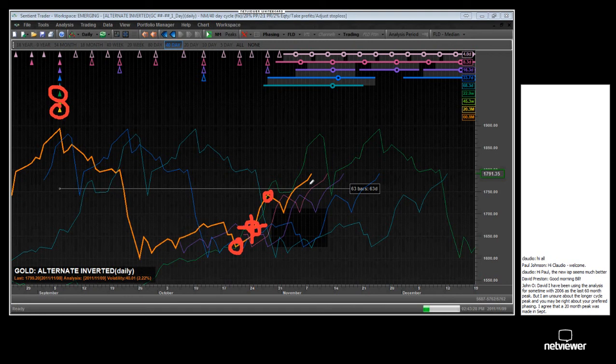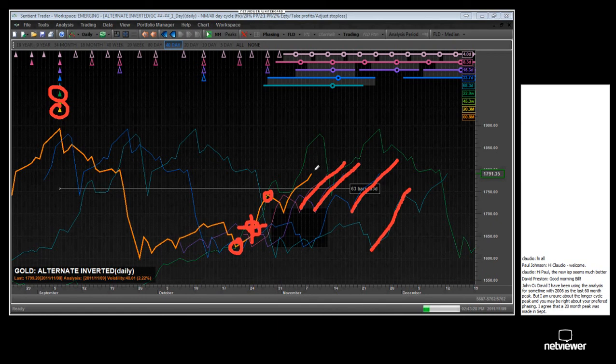But the important thing is that price has crossed the 20-week FLD, which means that this is a peak of at least 20-week significance, at least 20-week significance. Because of the phasing analysis, it must be, I believe, actually at least 18 months. But anyway, that's a really interesting thing that's happened in terms of the FLDs.